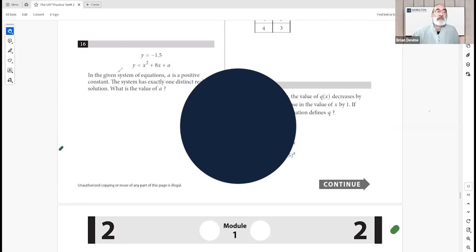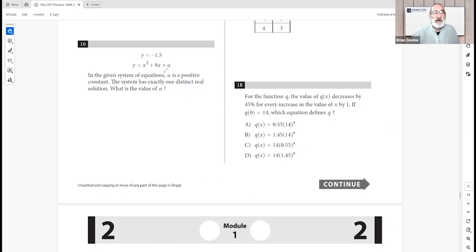Number 16. In the given system of equations, so we've got a parabola that intersects, if it has a solution, this line. A is a positive constant, and it does say it intersects at exactly one place. Now, note, I said that one of them was a parabola, so it has to open down. And it intersects a horizontal line. And the only way it can do it at one place is if it opens down.